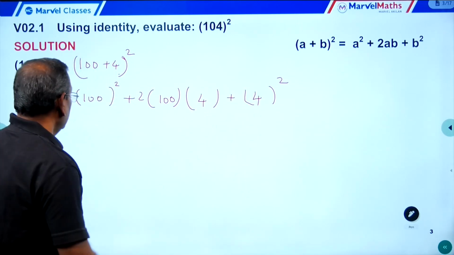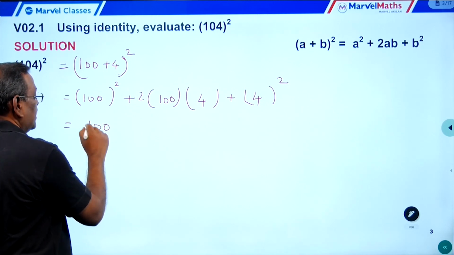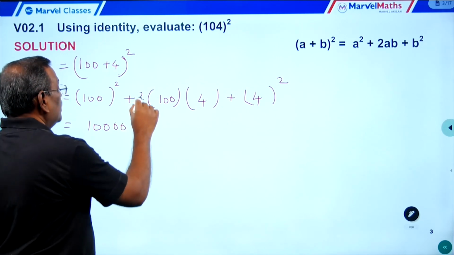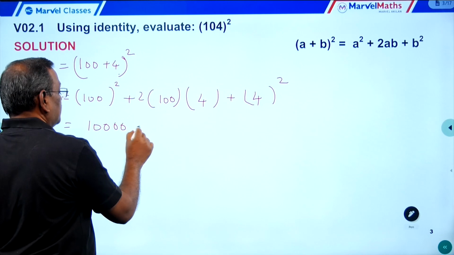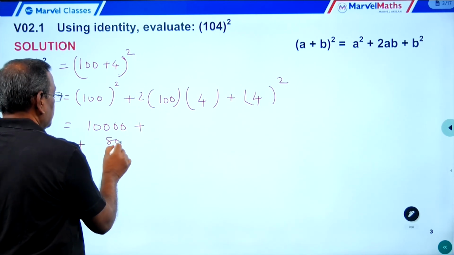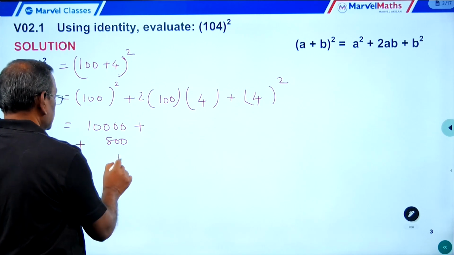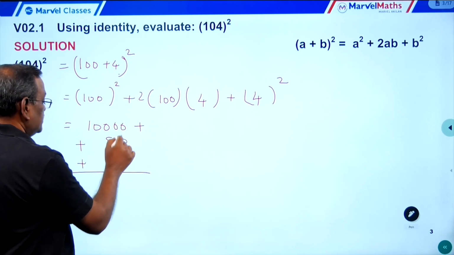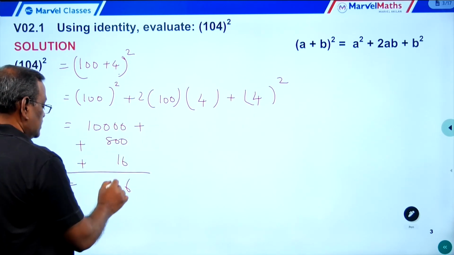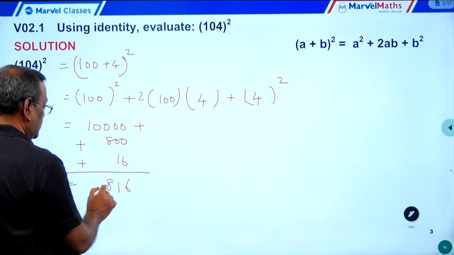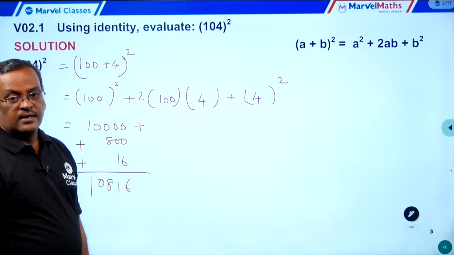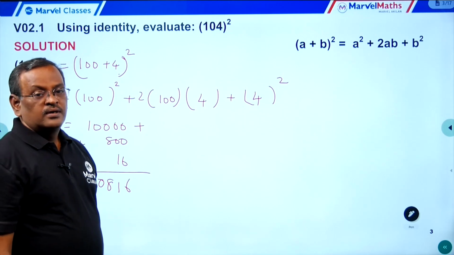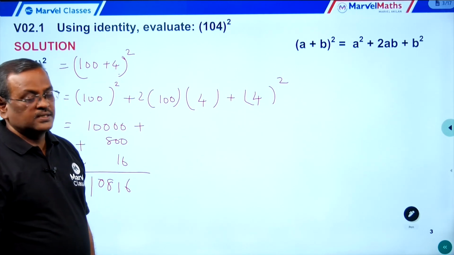Clear? Now what is 100 square? If you square multiples of 10, the number of zeros doubles, correct? Now 2 into 4 is 8, 8 into 100 is 800, and 4 square is 16. On the whole, what is the total? All are positive signs, so the answer is 10,816.